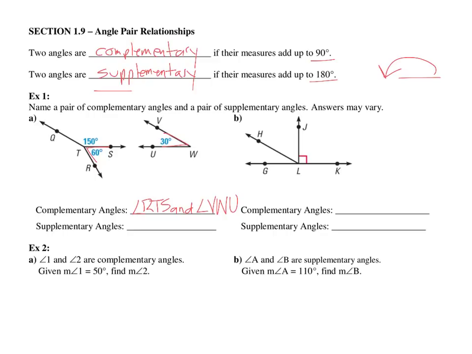All right, then supplementary angles. I have 150 degrees here and 30 degrees. So I have angle QTS and angle VWU.